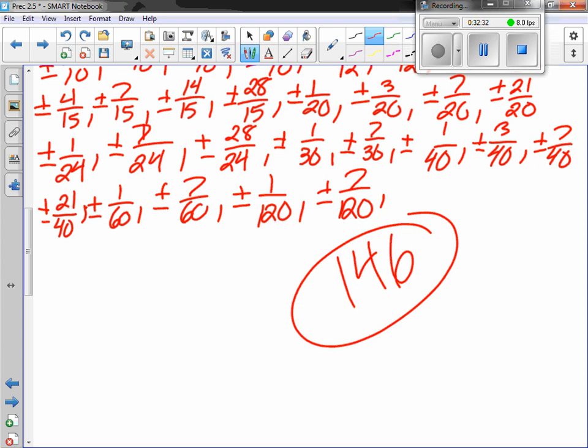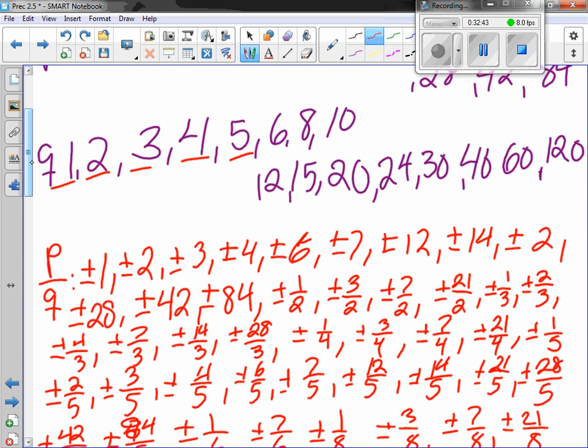But this is the number of possible rational zeros. And really, graphing it will help us figure out what they are. Because not all of these work.